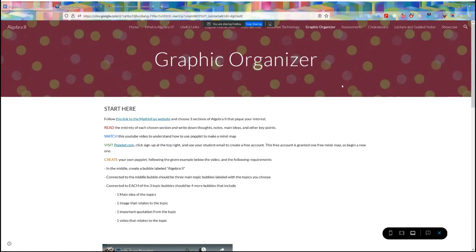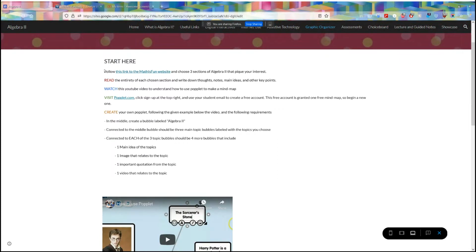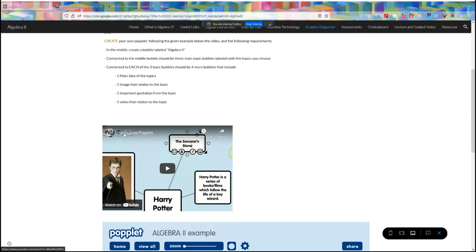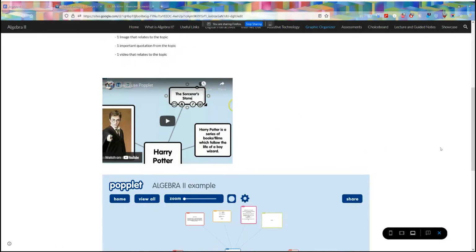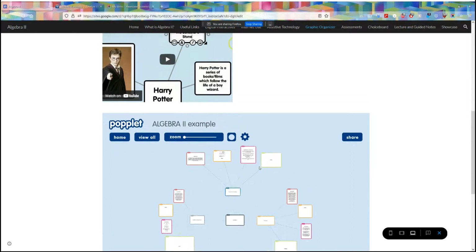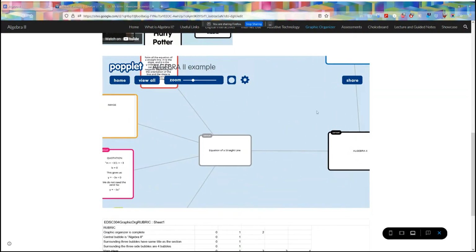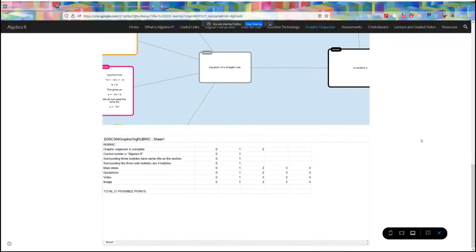For our graphic organizer assignment, I've included a starting point with a list of instructions to complete, as well as including the introductory video for how to use a Poplet and creating my own example using Poplet. I've also included the rubric for this assignment, where each point value is tallied and is shown.